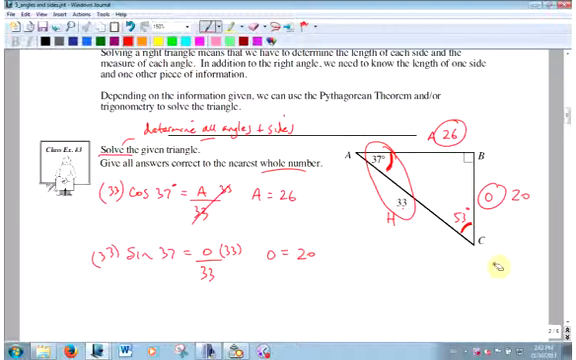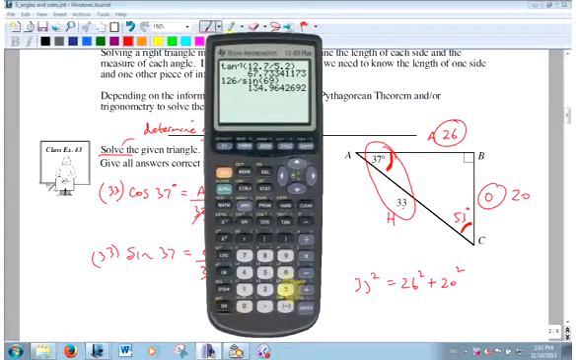Okay, what would be a smart thing to do now? If this was a test or a quiz? Yeah, let's see if c squared is a squared plus b squared. What is 33 squared? 1089. Is that like 26 squared plus 20 squared? It better be. Whoop, that's not going to work. It's a little off. Why is it a little off? Because we rounded the numbers, but are we pretty confident this thing works?